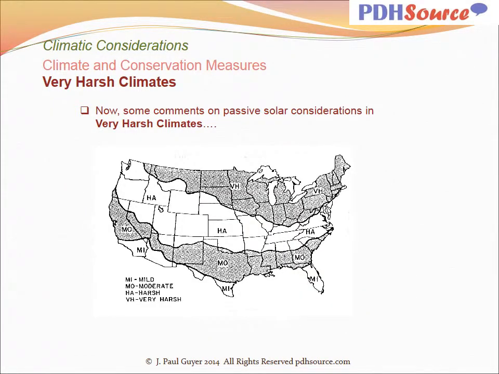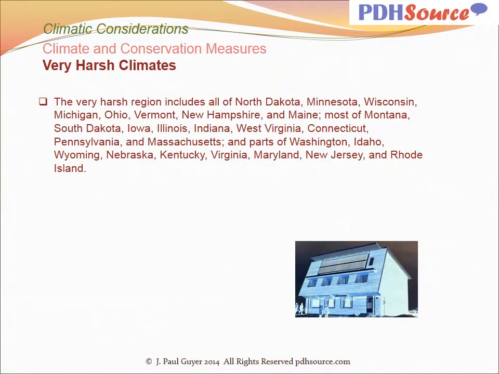Now, some brief comments on climate and conservation measures in the very harsh climates. The very harsh region includes all of North Dakota, Minnesota, Wisconsin, Michigan, Ohio, Vermont, New Hampshire, and Maine, most of Montana, South Dakota, Iowa, Illinois, Indiana, West Virginia, Connecticut, Pennsylvania, and Massachusetts, and parts of Washington, Idaho, Wyoming, Nebraska, Kentucky, Virginia, Maryland, New Jersey, and Rhode Island.